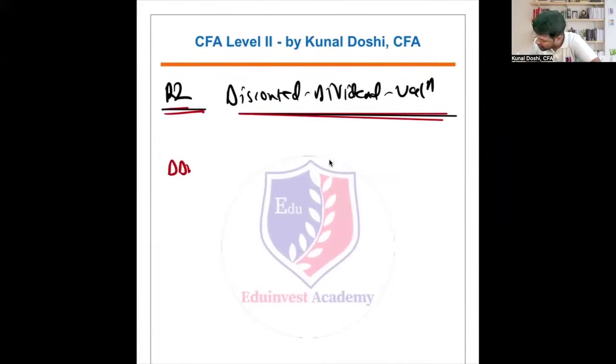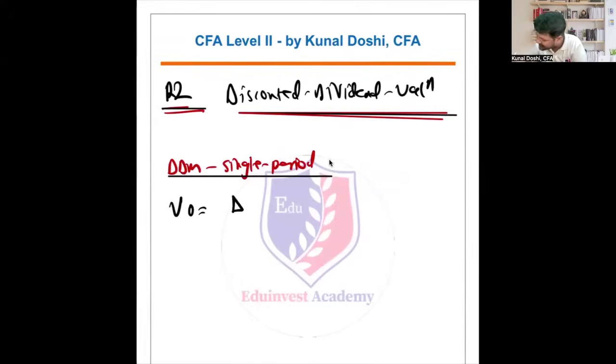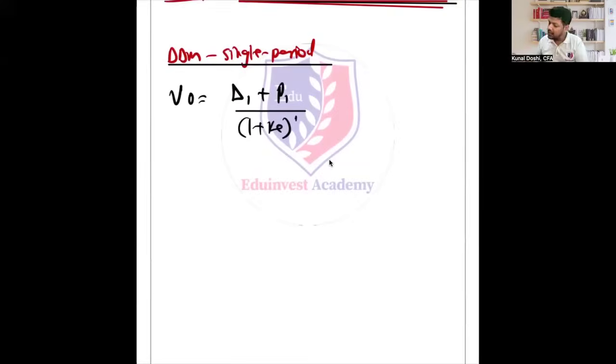We are first going to use single period and multiple period dividend discount model. So in the dividend discount model, when I use single period, all I have to do is find V0, which is what I'm going to get in 1 year. I'm going to get next year's dividend, that is D1, and next year's price, discounted with the cost of equity, which generally they call R. I use KE here.